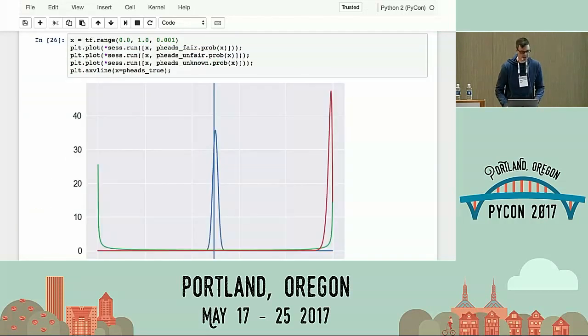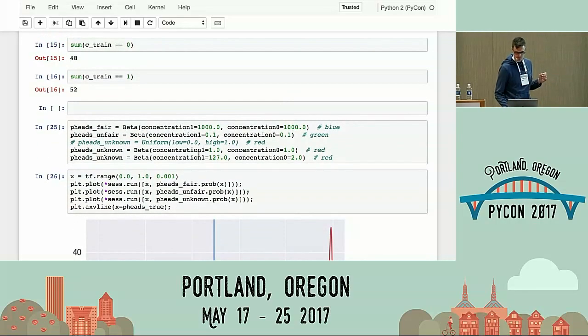Something weird, and just play with it. The only thing you have to keep in mind here with these beta distributions is that concentration 1 and concentration 0 have to be larger than 0. If they're not larger than 0, then you will get an error. So they have to be positive. Does it sound good? Cool.